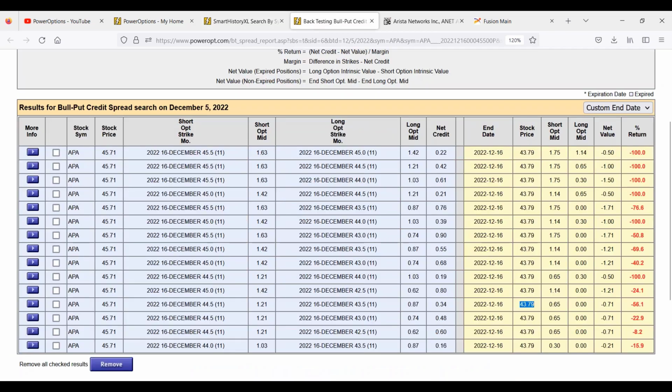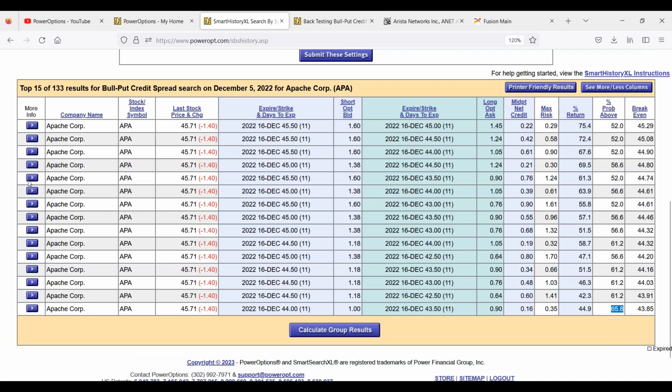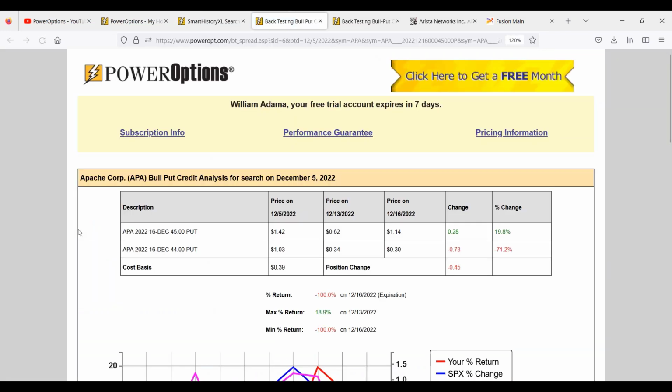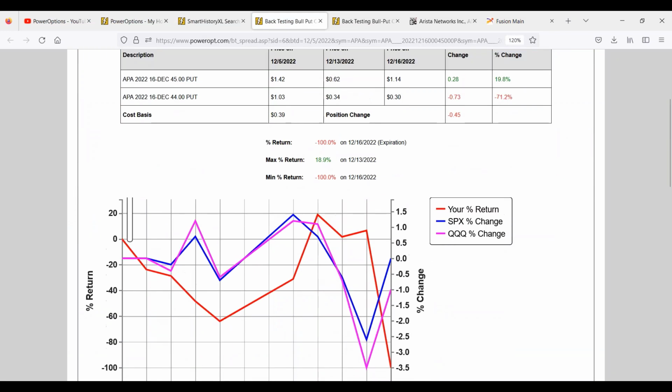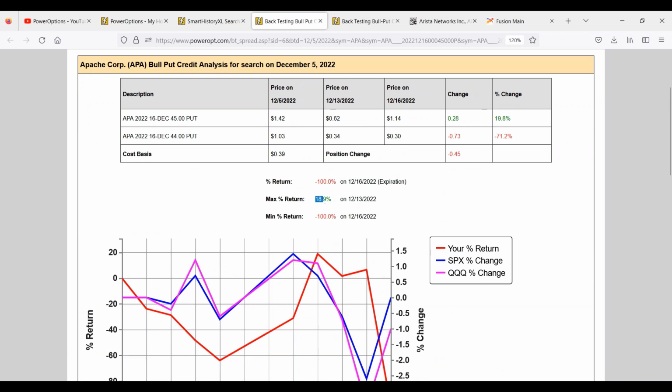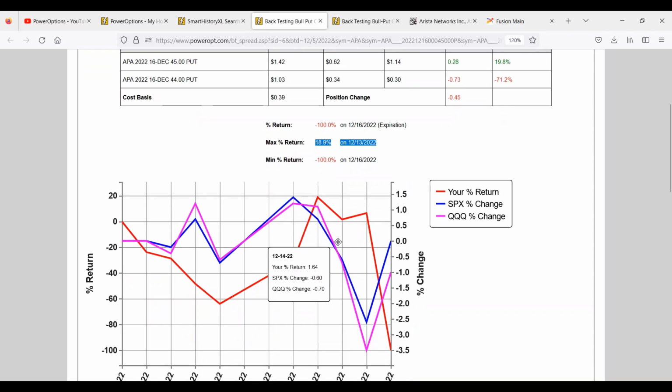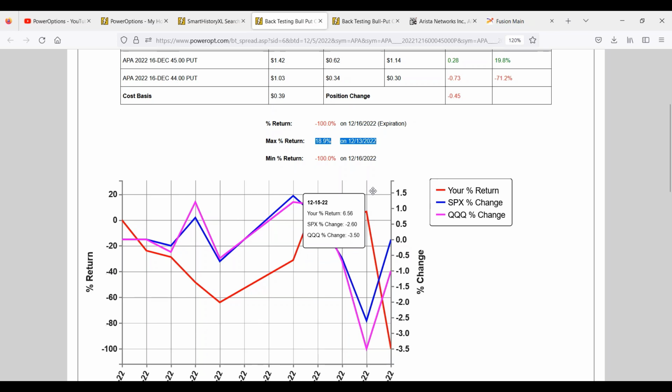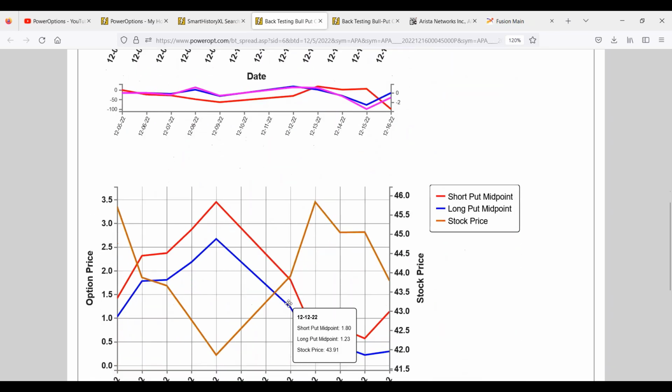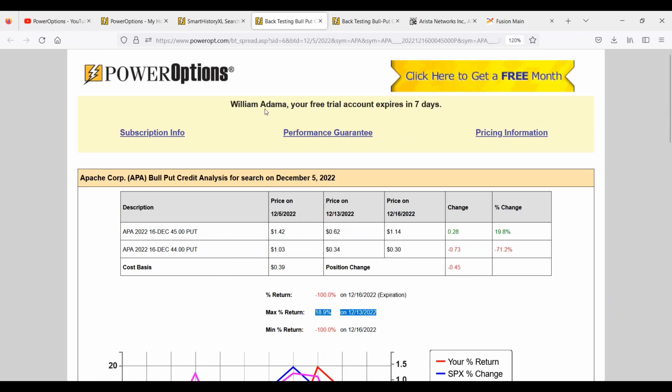In addition to the calculate group results that shows you how each of those trades finished at expiration, either on this view or the previous view, we could look at each individual position using analyzed position or just price history. I prefer the analyzed positions this year because what that allows me to do is see how the stock performed. I could have closed this position on 12.13 for a profit of 18.9% as Apache had moved up in price before it went into a loss as well. And we could see the other views here also.